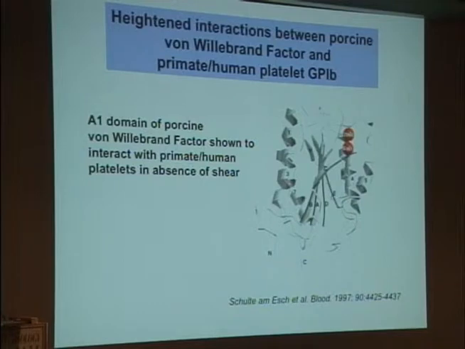We also published on the pig von Willebrand factor. It was known when hemophiliacs received factor 8 concentrates from pigs that it led to thrombocytopenia, and this was due to contaminating von Willebrand factor, which interacts with primate and human platelets in the absence of shear through a modification of the GP1B interaction on platelets. So in the absence of any clotting problem, the platelets themselves from a primate will end up being very sticky with regard to the pig endothelial cell because of the von Willebrand factor.